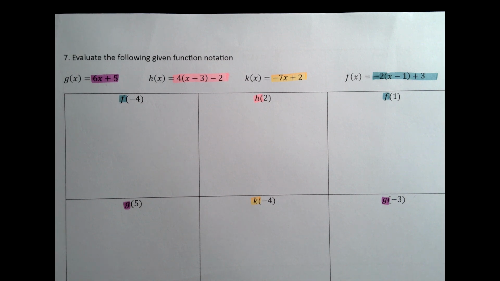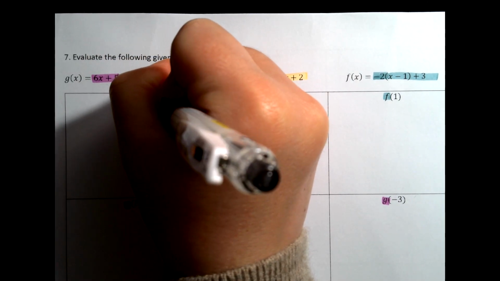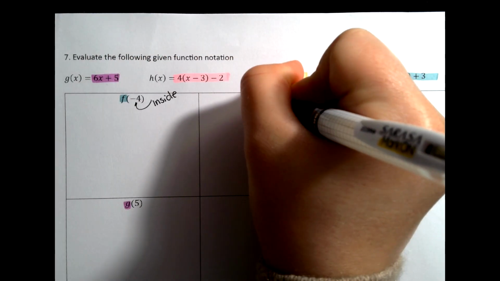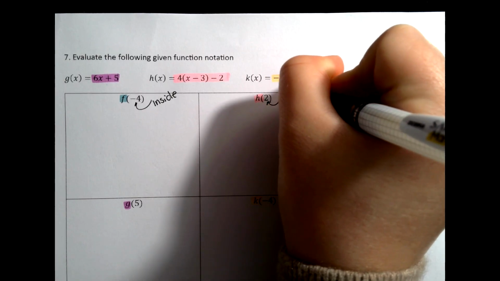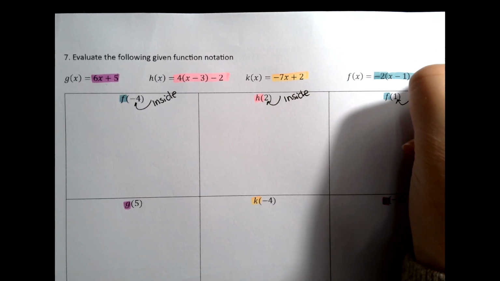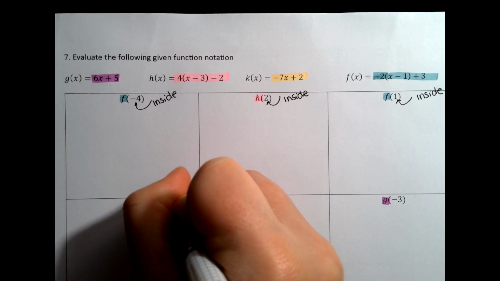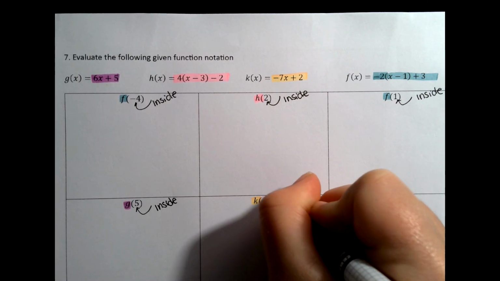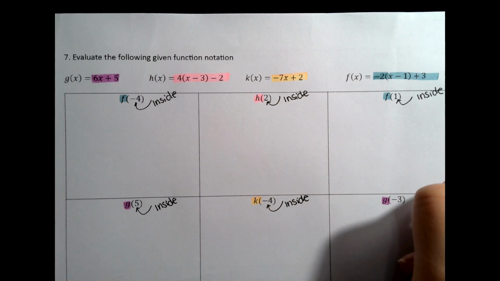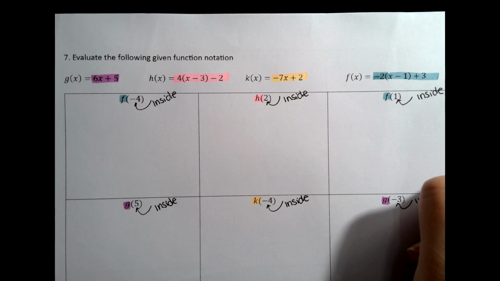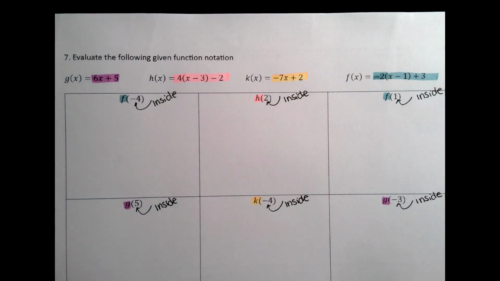So all of these have a name, and the name represents the function you are supposed to use. Next, notice that we have things that are inside of parentheses. This -4 is inside. This 2 is inside. This 1 is inside. This 5 is inside. This -4 is inside. This -3 is inside. When you have things inside, you are going to be putting that number inside of your function.